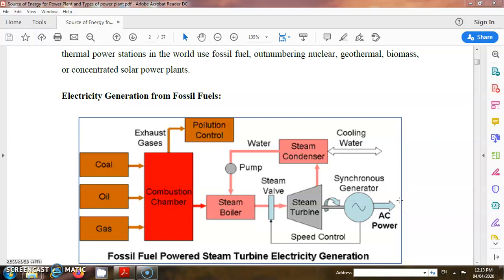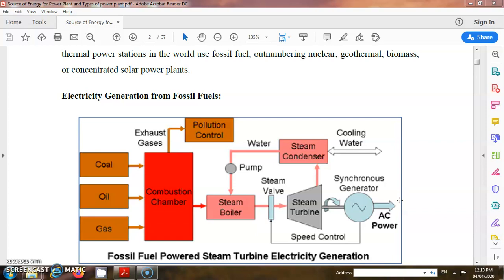The second important component of the steam power plant is the steam turbine. There are two types of steam turbine. The first works on impulsive action, so it is called an impulse turbine, and the second works on reactive action, that is a reaction turbine.